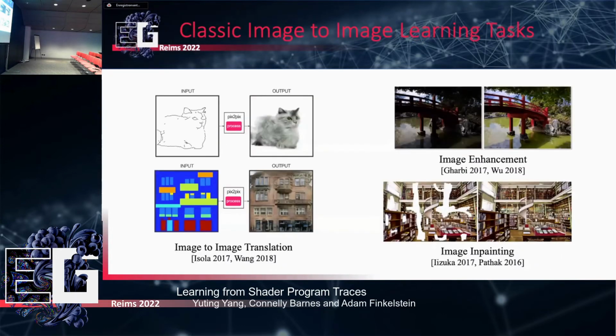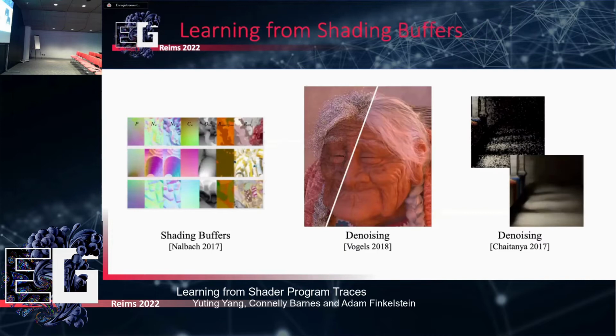So graphics and vision researchers have investigated a variety of learning tasks for input-output image pairs, such as image translation, enhancement, and inpainting. For cases where the input image is generated from shader programs, researchers have explored a variety of features that can augment simple RGB. For example, when learning shading or Monte Carlo denoising, features from the shading buffers include normals, albedo, and so forth. Such handpicked features improve the performance of the learned model.